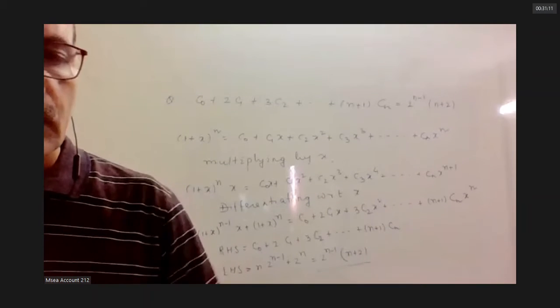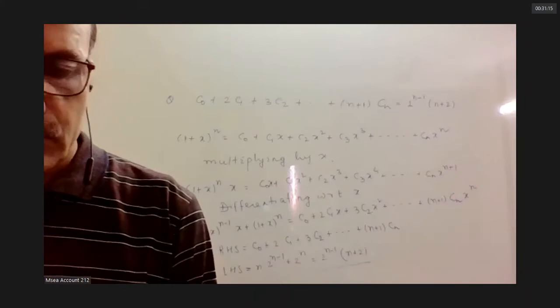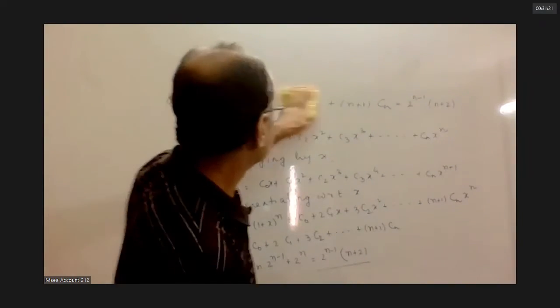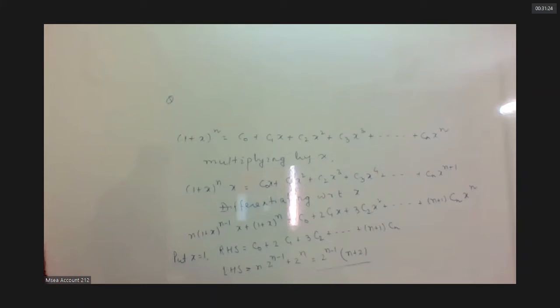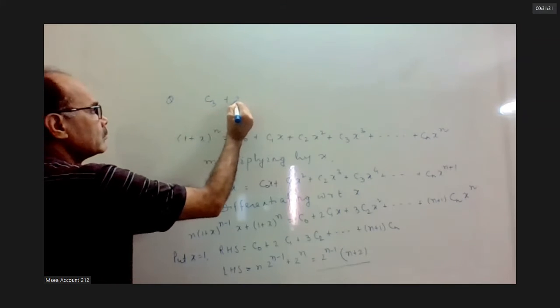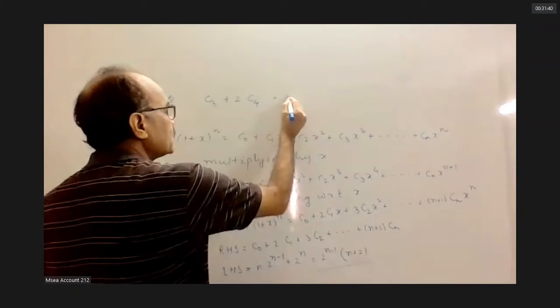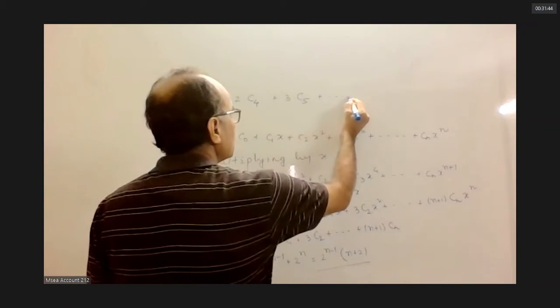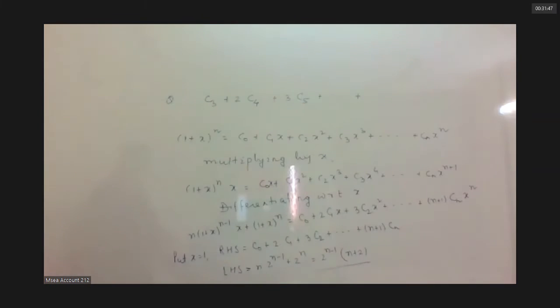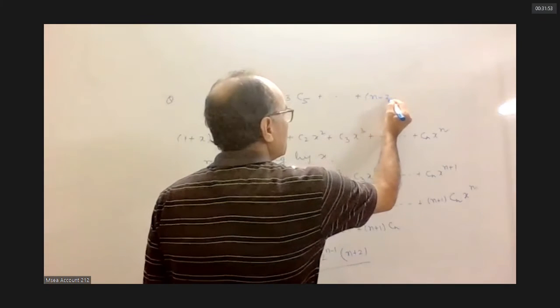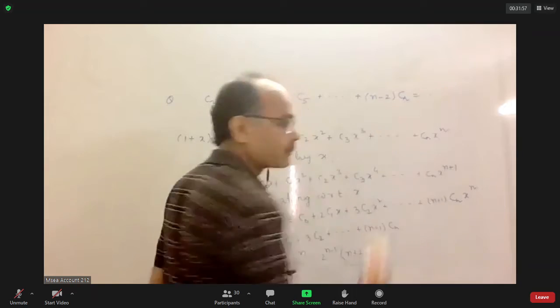Completed. Yes, sir. Next, a similar one, do it: C3 plus 2 times C4 plus 3 times C5 plus up to n minus 2 times Cn equals. Find this value.